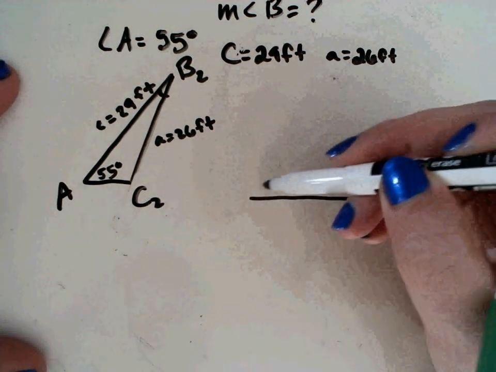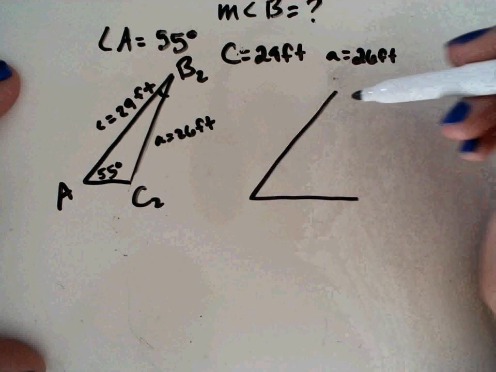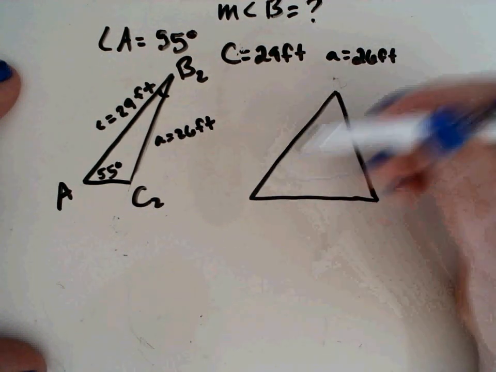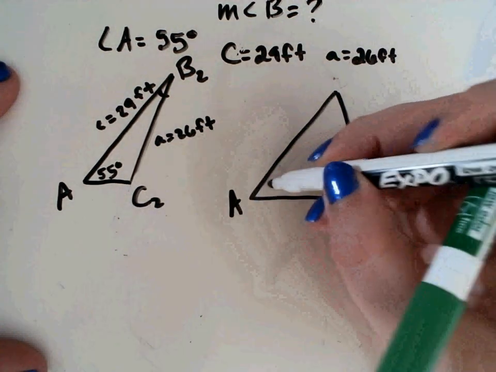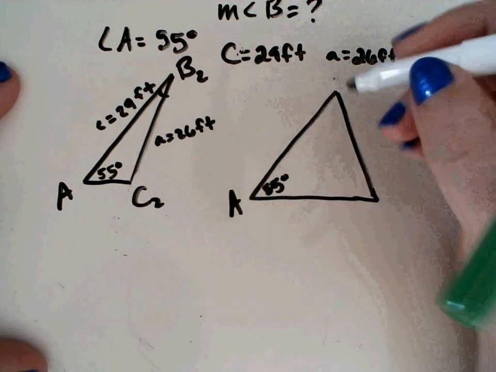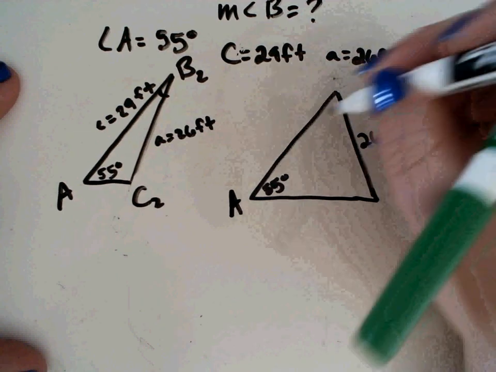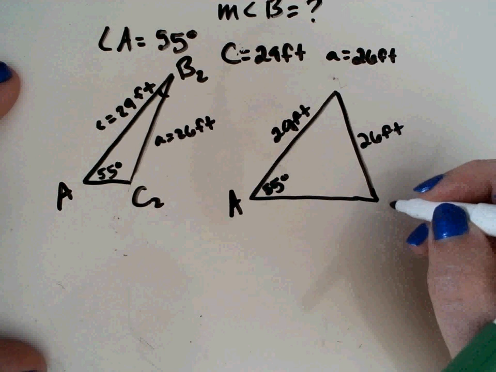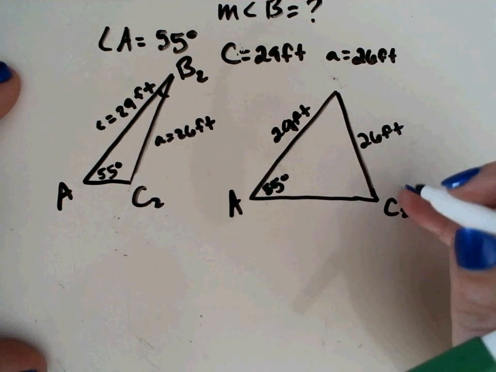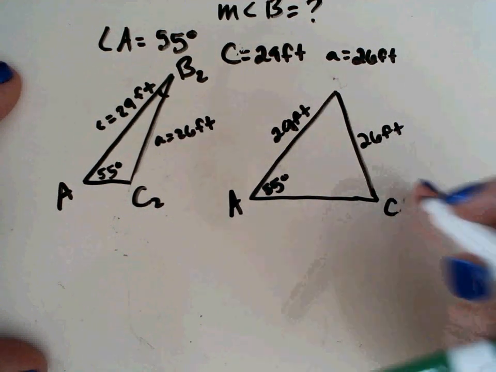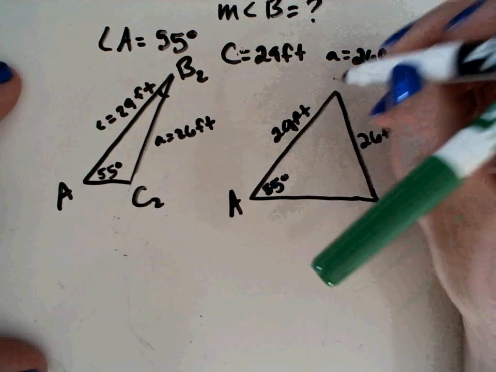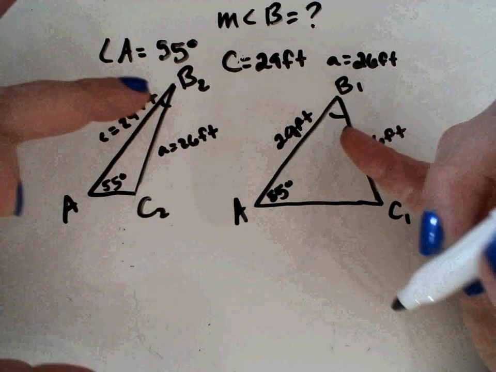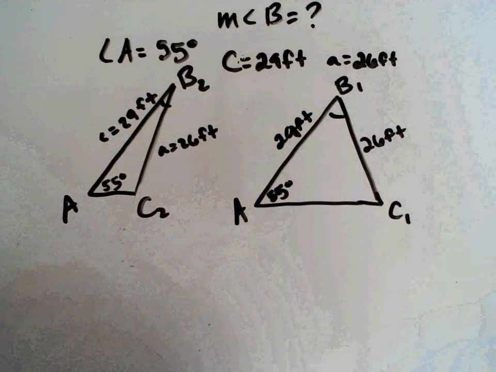And then we've also got this. So it's longer than the height, but shorter than that side. So this is angle A, 55, 26, 29. If you can hear that thud, that's my dog jumping on my back door. Okay, C1 and B1. Okay, so these are my 2 answers that I need, okay?